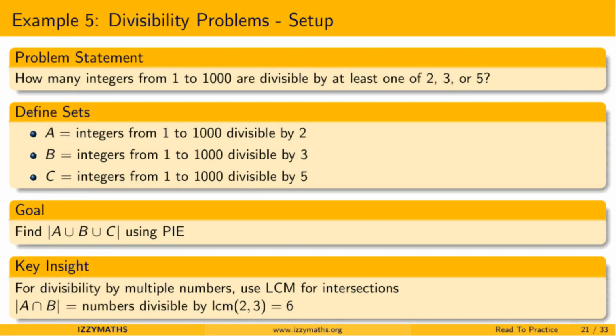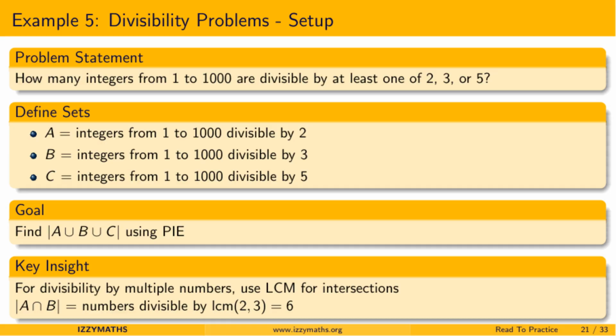Let's apply PIE to divisibility problems. How many integers from 1 to 1000 are divisible by at least one of 2, 3, or 5? We'll define our sets. A equals integers from 1 to 1000 divisible by 2, B equals integers divisible by 3, and C equals integers divisible by 5. Our goal is to find the absolute value of A union B union C using PIE.